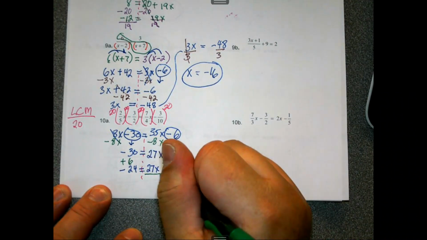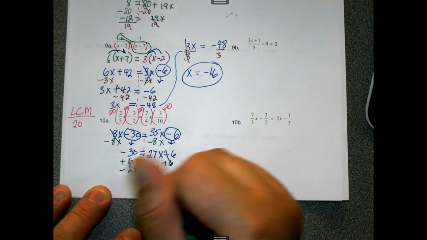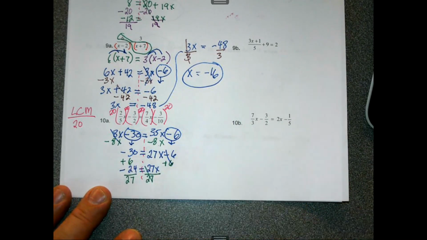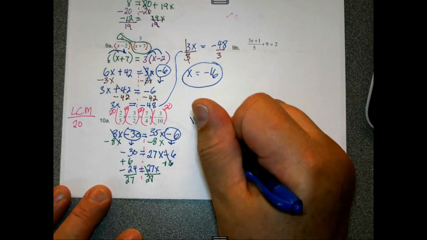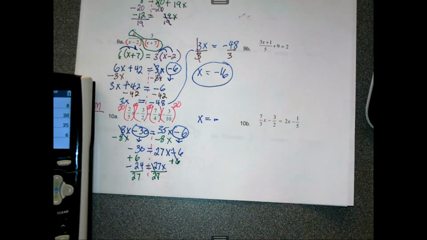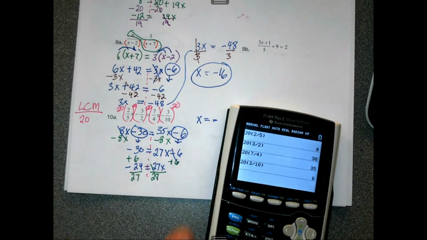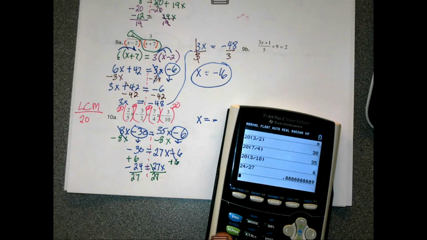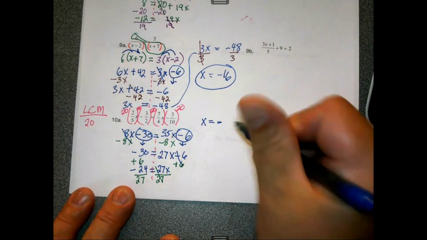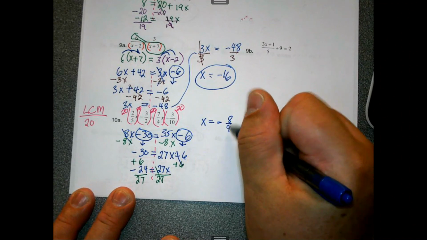Divide both sides by the coefficient 27. And I do believe that that reduces. Let's see, 24 divided by 27, 8/9. So negative 8/9.